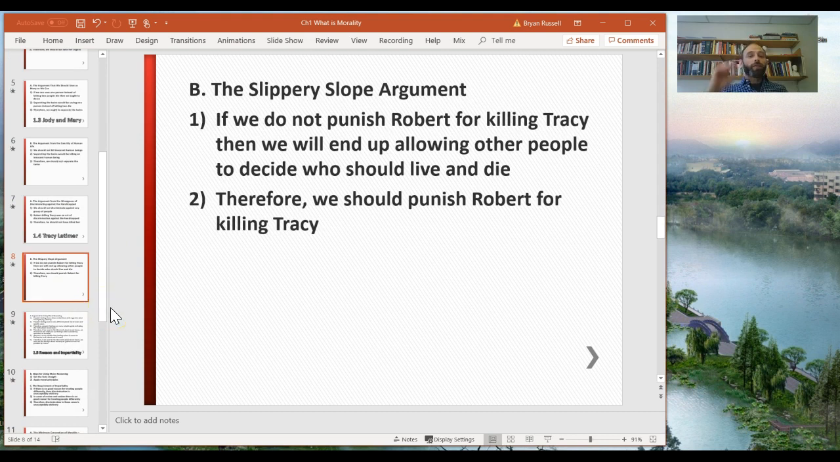So the next argument is against Robert killing Tracy. So if we do not punish Robert for killing Tracy, then we will end up allowing other people to decide who should live and die. Therefore, we should punish Robert for killing Tracy. So this is like a slippery slope argument. We need to stop this somewhere. Otherwise, as the text says, we'll eventually get to Hitler's program of eugenics.